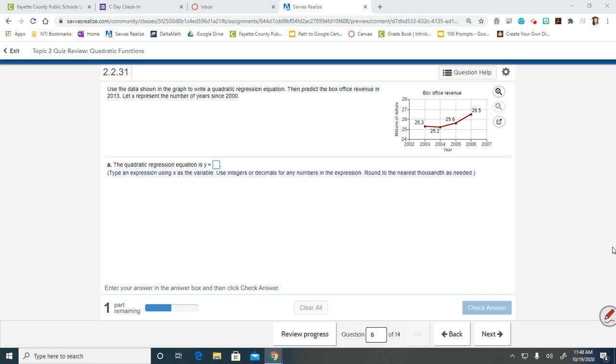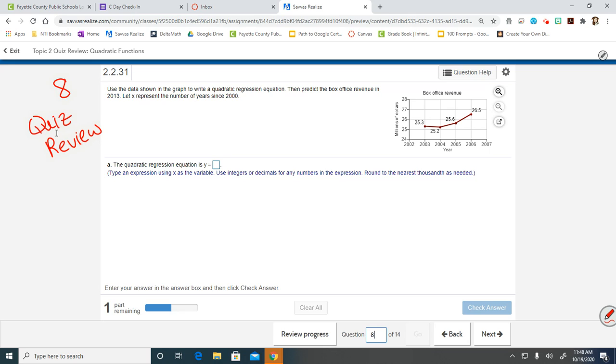This is how you work out question number 8 from the Unit 2 quiz review. It says use the data shown in the graph to write a quadratic regression equation, then predict the box office revenue in 2013. Let x represent the number of years since 2000.